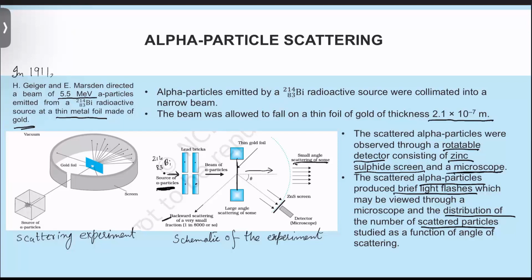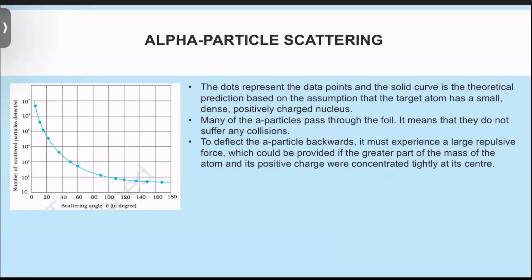You can see that some of them actually backscatter, but this is a very small fraction. Mostly they were detecting the ones which passed through the gold foil and then scattered. After the experiment was conducted, a graph was plotted between the number of scattered particles detected and the scattering angle. Over here you can see that a large number of scattered particles have a very small scattering angle.